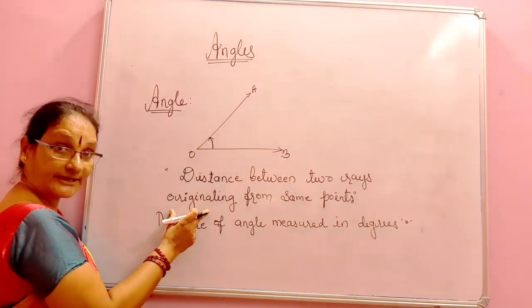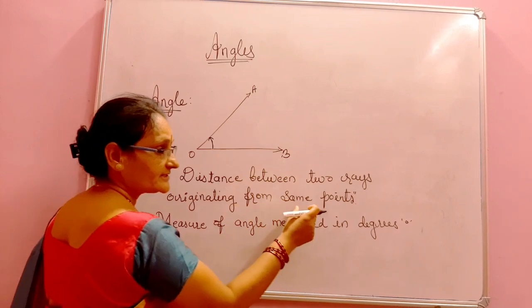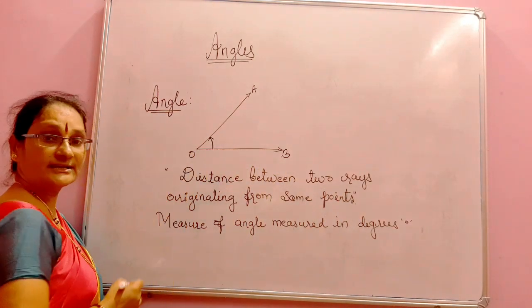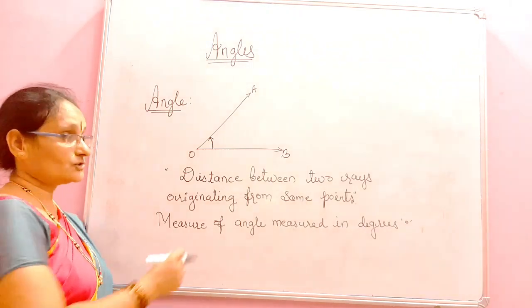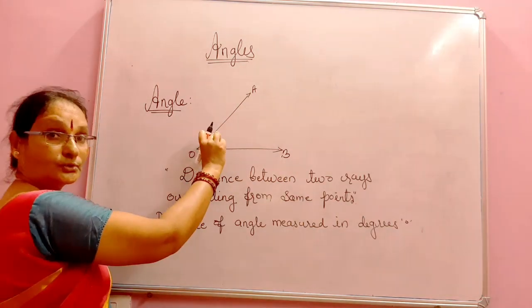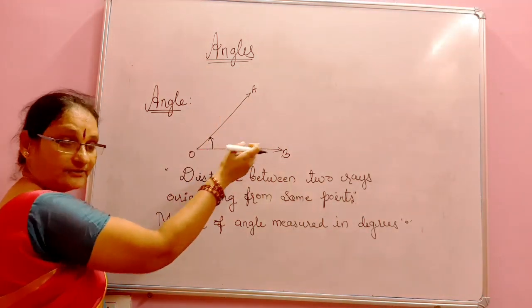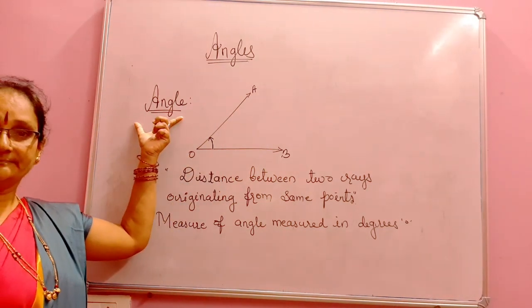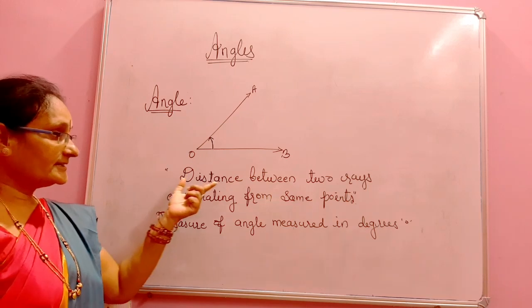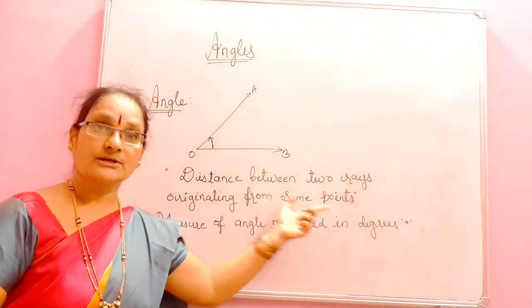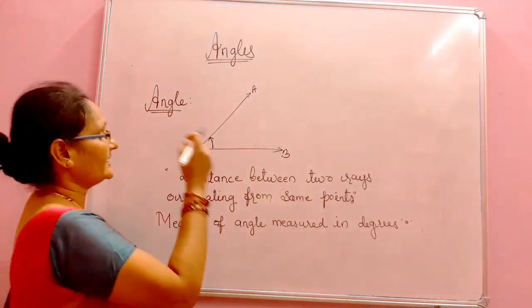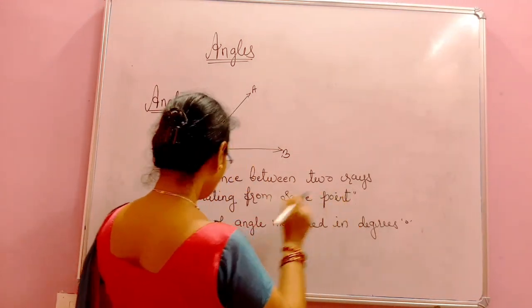How are the rays originating? Both the rays should originate from the same point. So the distance between two rays originating from the same point is called an angle.